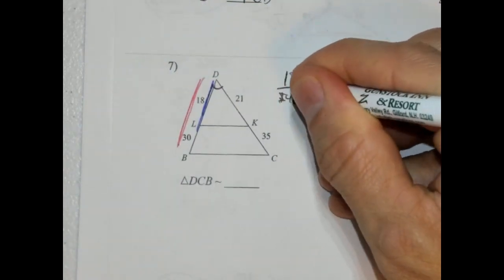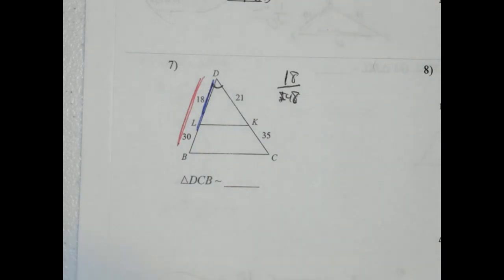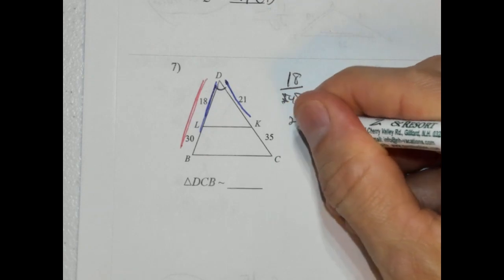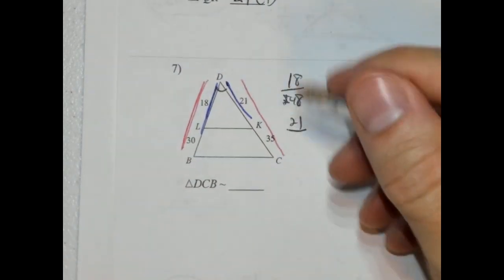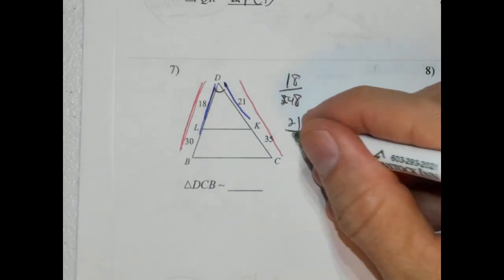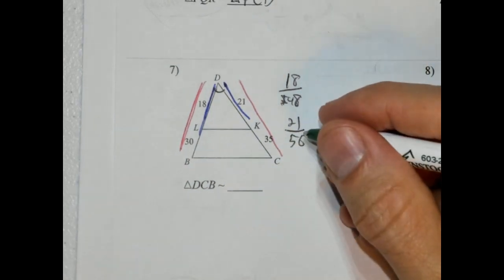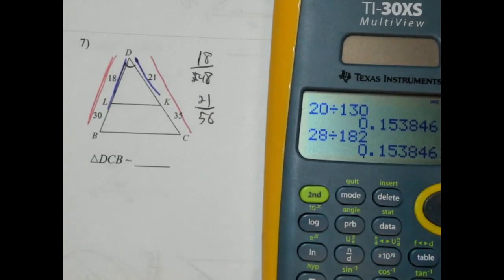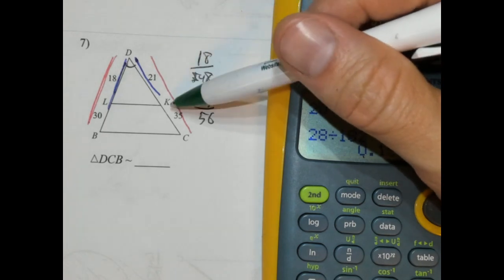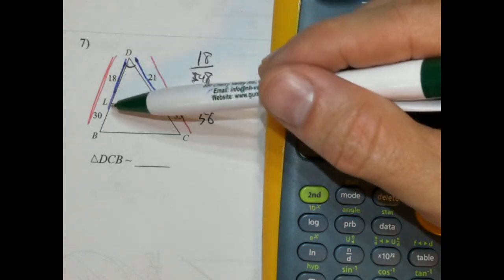Why did I put 148? That makes no sense. Okay. And then 21 over this whole thing, which is, what, 56? And then let's see if that works. I don't think that does. Let's make sure I did that right. It's 21, 56, yep. 18, 48, yeah, okay.